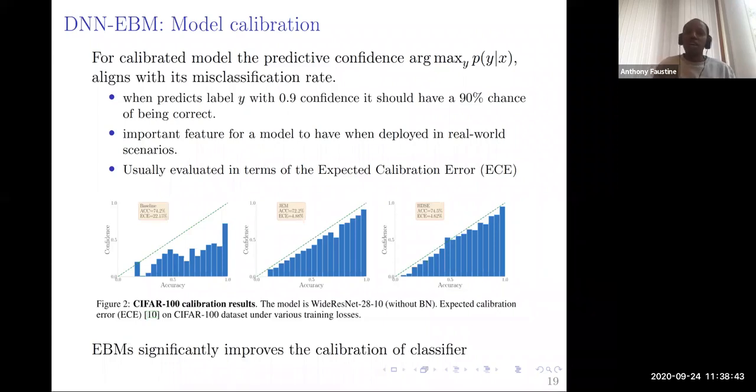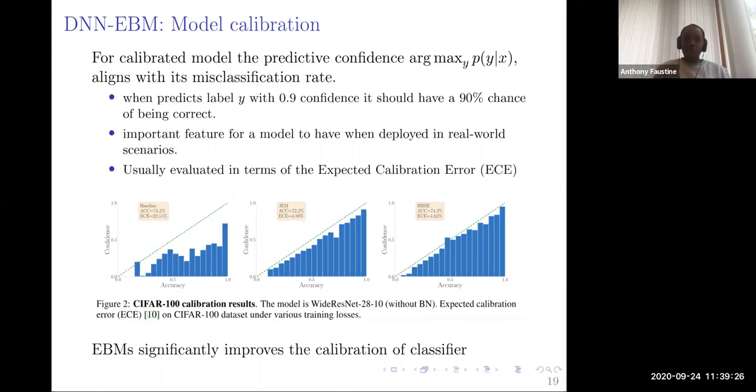For example, you have a classifier which you supply an input, and it gives you a wrong prediction, but with high confidence. This is a serious problem for models that need to be applied in real-world or industrial applications. For calibration, we need a model to be calibrated in such a way that the predictive confidence aligns with the misclassification rate. If a model gives a prediction with 0.9 confidence, then it should have a 90% chance of being correct. But this is not the case for deep neural networks.